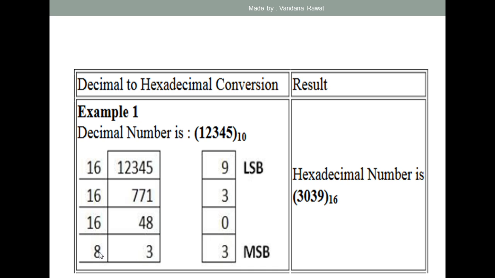Done. This 8 is wrong, you just remove this 8. This is wrongly written here. You just remove it.